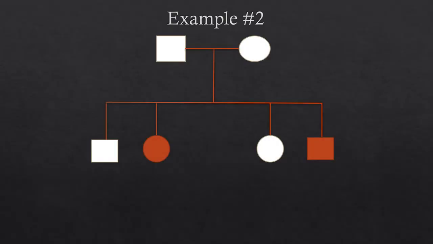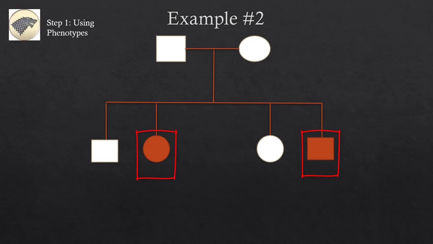Now we're going to work on a second example. As you can see, we have 2 parents that don't have a trait and 4 offspring, 2 of which do have the trait that we're interested in. So the first thing we're going to do, since it's an autosomal inheritance pattern, we're going to put the double recessives into the 2 orange colored offspring. But we also know that the ones that don't have the trait have to have at least one dominant allele, so we're going to put an A with a dash for all of them.